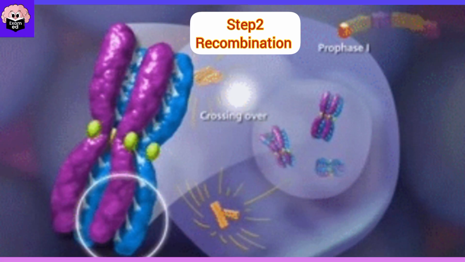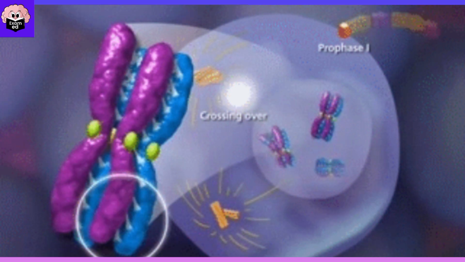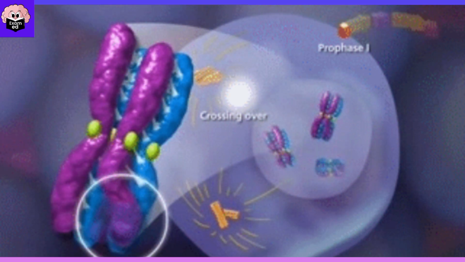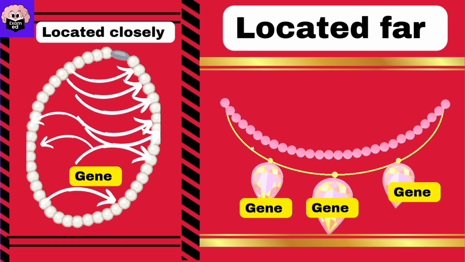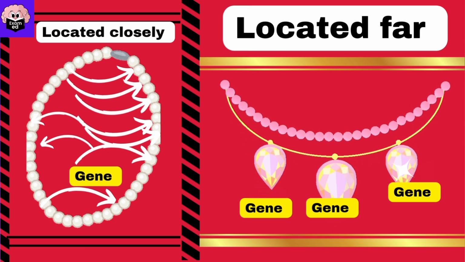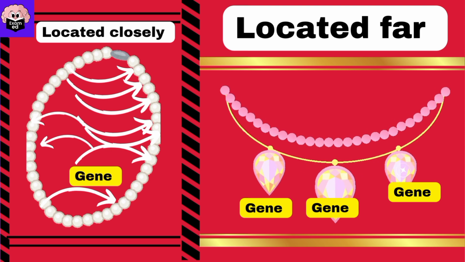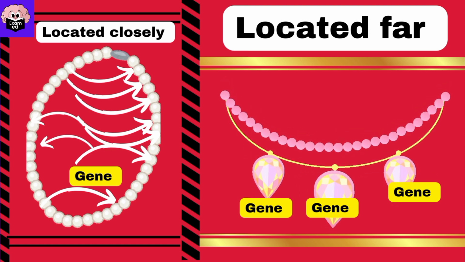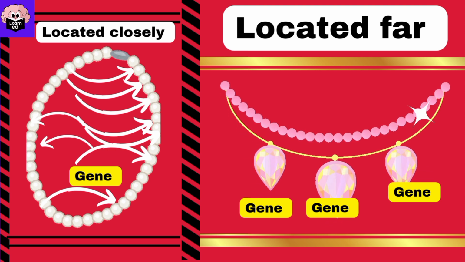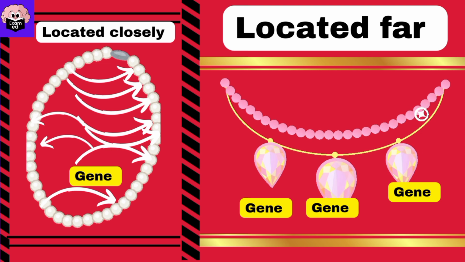Step 2. Recombination. During meiosis, when genetic material is exchanged, there's a chance that the pearls, genes, on one necklace might switch places. This happens during recombination. Tightly linked genes, pearls close together, on one necklace are less likely to swap with other pearls, just like how closely positioned pearls on the same necklace are harder to separate. The string between them is tight, so it takes more force to pull the pearls apart.